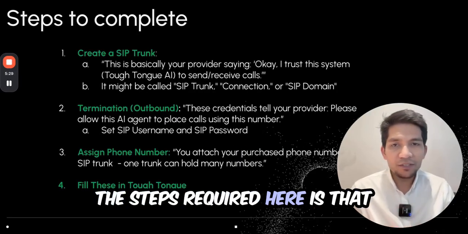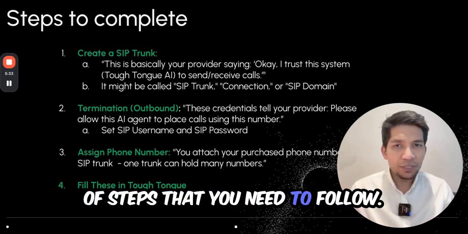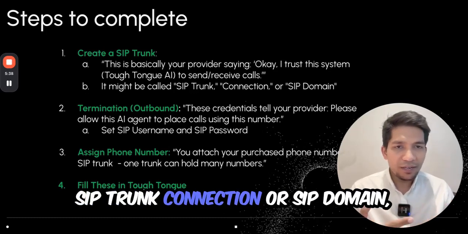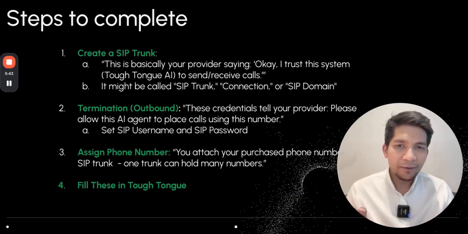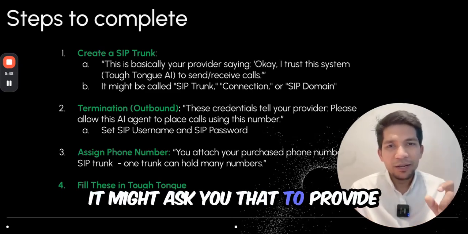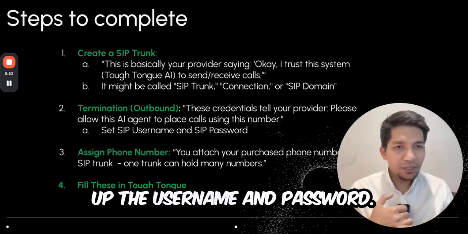The steps required across providers, whether it's Telnyx or Twilio, are these. Step one is that you create a SIP trunk. This would generally be called a SIP trunk connection or SIP domain, some wording like that. You have to click that and create. It will create a termination endpoint. It might ask you to provide some user-provided string, and then it will give you the termination endpoint. And then you have to set up the username and password.